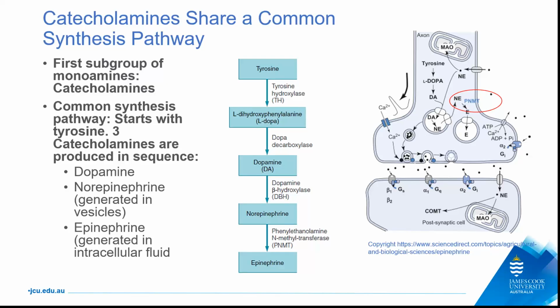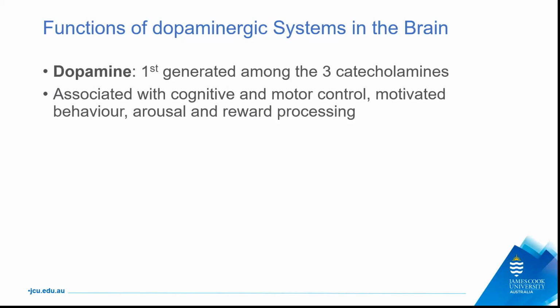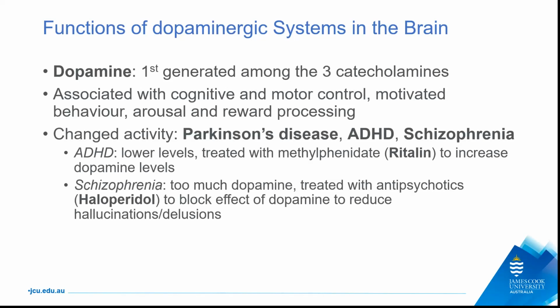So, dopamine functions of dopaminergic systems in the brain. Later on, when we talk about psychoactive drugs, you will see that they're pretty much all dopamine agonists, right? Dopamine gets highly activated, and it is, of course, the first that's generated amongst the three catecholamines. It's highly associated with cognitive and motor control, motivated behavior, arousal, reward processing. The words motivation and reward are almost always tied to dopamine. There are many papers written on this, thousands, I would say.